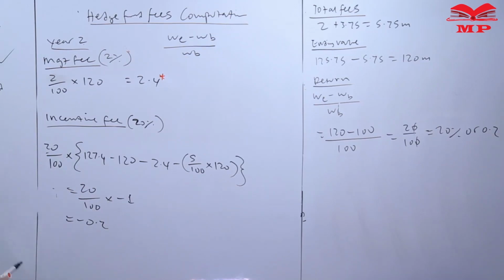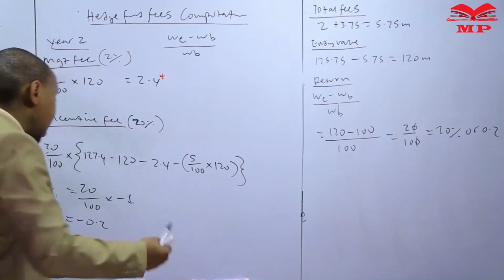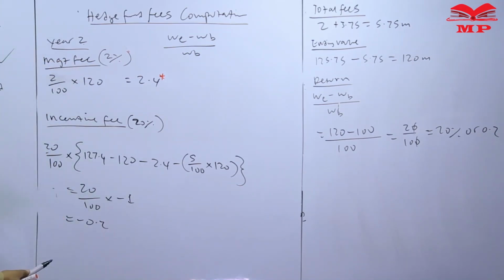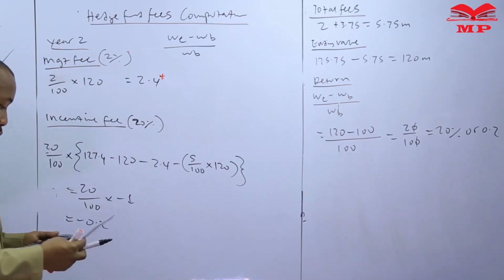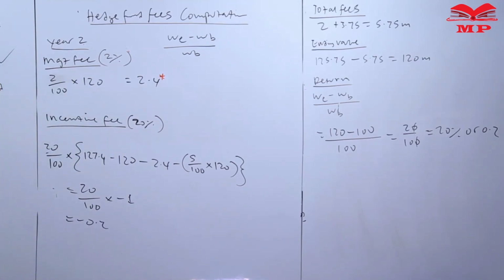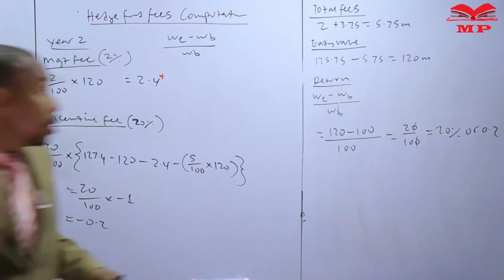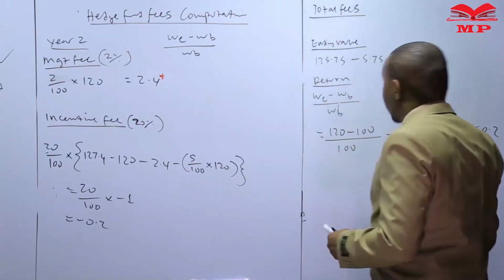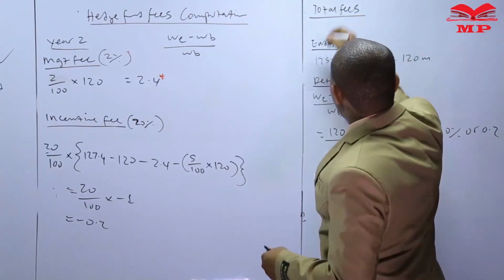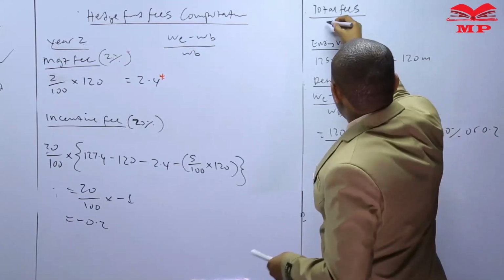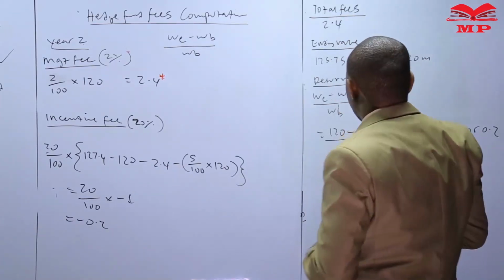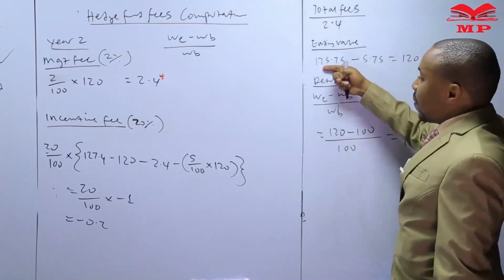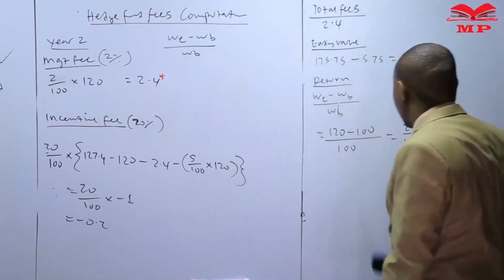So what happens is that there is not going to be any form of incentive fee computed over here. The only fee that they're going to take over here is the management fee, like that. So on this other side right here, the total fees over here is only going to be 2.4 like that. The ending figure is 127.4 right there.